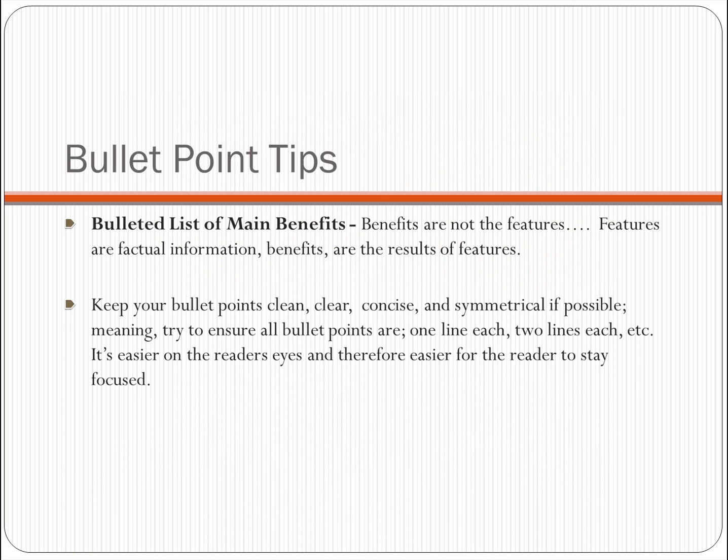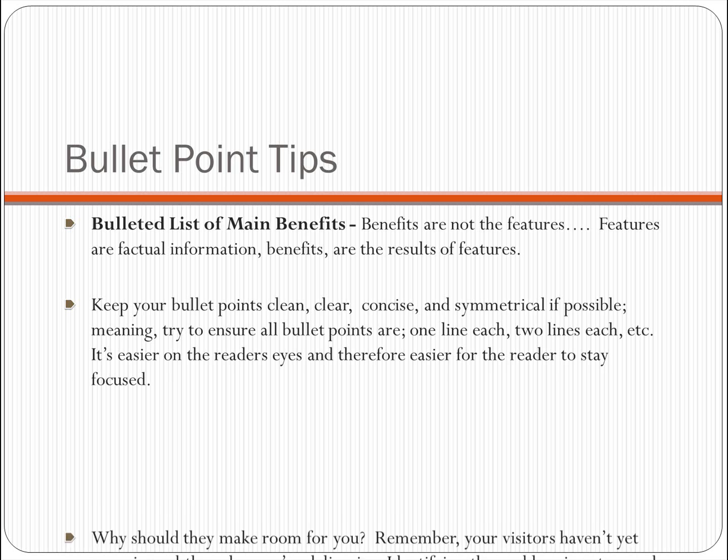Keep your bullet points clean, clear, concise, and symmetrical if possible, meaning try to ensure that all your bullet points are one line each or two lines each, etc. If we look up here where we're talking about the bullets, we've got them on two lines. So if you wanted to keep your next bullet point on two lines, your next one down would be two lines, or three lines or one line, whatever. Try to keep them symmetrical, but make them nice and clean and clear, right to the point. It's easier on the reader's eyes and therefore easier for the reader to stay focused. You want them to be able to read it very easily.